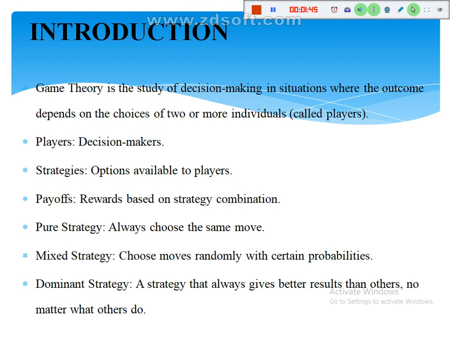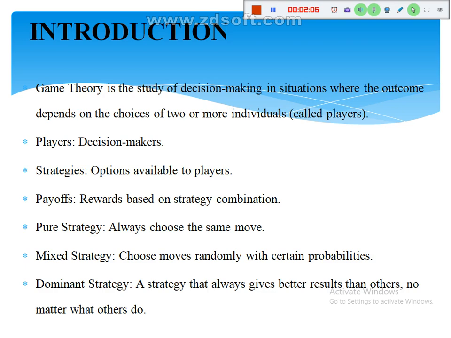Then the second type is mixed strategy. Mixed strategy is where the player randomizes between strategies according to some probabilities. Consider the same example of rock, paper, scissors. In mixed strategy, the player chooses rock, paper or scissors with 1/3 chance each, because here the player randomizes between the strategies.